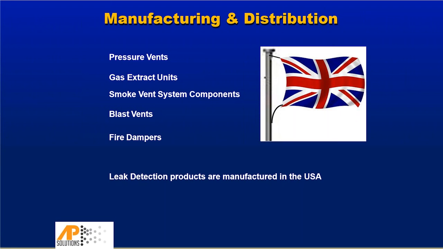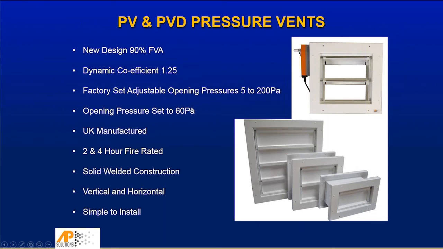I mentioned 90% free vent area. The standard range that we supply off the shelf starts with our basic letterbox type pressure vent, which we call the PV150, which is 300 mil wide by 150 high, the internal open area, right up to a 1,000 by 1,000 millimeter pressure vent. So we can cover pretty much every scenario.